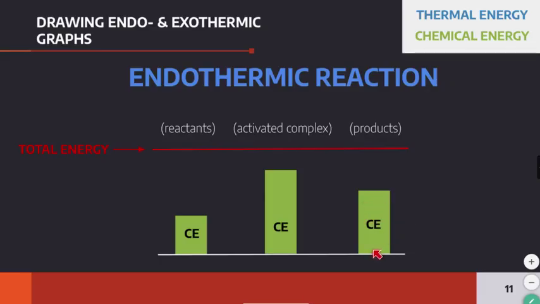Finally, for the chemical energies, draw the chemical energy for the products. Once again, since we're making bonds, we're going with the force. The chemical energy for the products has to be less than the chemical energy of the activated complex. Since it's an endothermic reaction, that means the thermal energy has to go down to get cooler, which means the chemical energy has to go up for the products compared to the reactants.